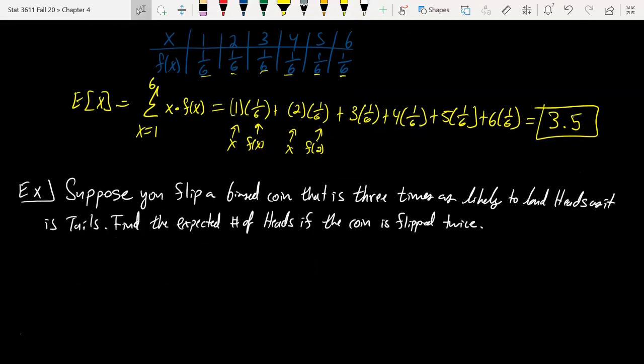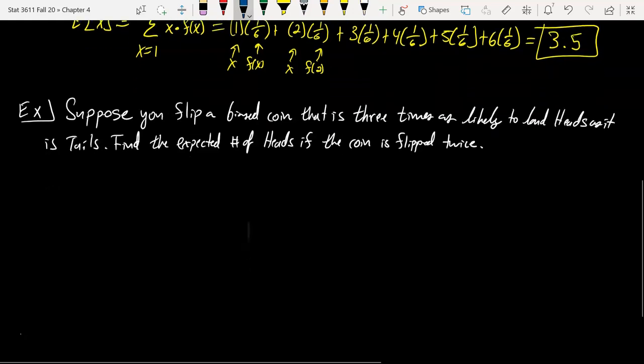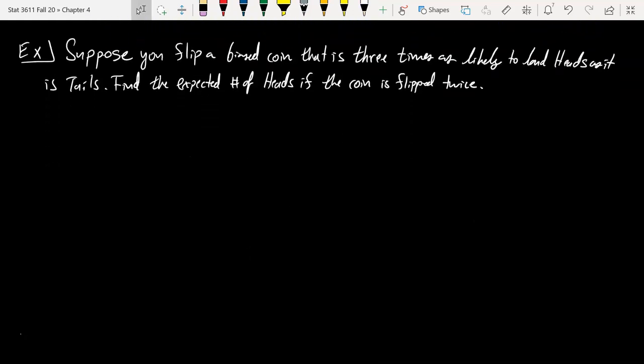All right. So this would be a relatively straightforward exercise if we had a probability distribution like we did above for the previous example. So first, we're going to need to find out what that probability distribution is. What is the probability of getting a heads, and what's the probability of getting a tails? Let's figure this out. Coin that is 3 times as likely to land heads as it is tails.